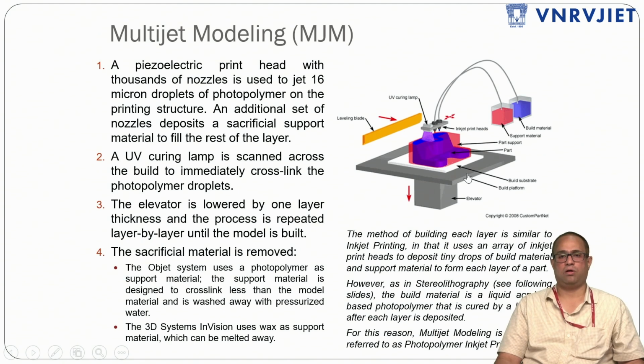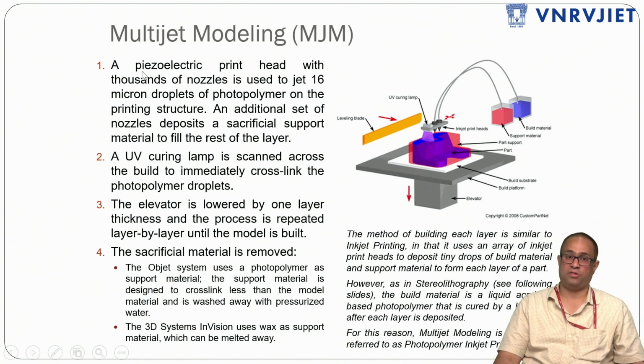And multi-jet molding, or polyjet. Most people will confuse the difference between binder jetting and polyjet. The other name for multi-jet molding is polyjet. In binder jetting, the binder is dispensed to cure the powder, whereas here photopolymer liquid is dispensed by the nozzle, and it is cured by the UV light. So this is the main difference between polyjet and binder jetting.